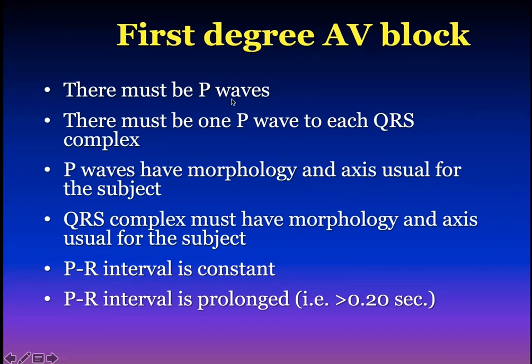So there must be a P wave. There must be one P wave to each QRS complex. The P wave has morphology and axis usual for the subject. And the more important one is this one: the PR interval is prolonged. So usually it is more than 0.2 seconds.